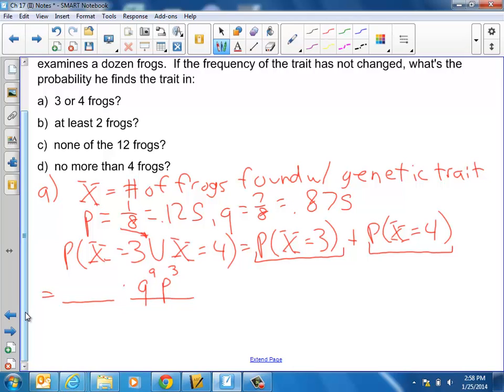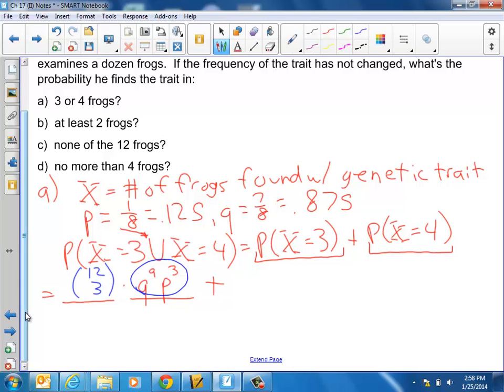But think back to the hats. There are lots of ways that you can have 3 frogs of the dozen have this genetic trait. I could have the first, second, and third frog have this genetic trait. I could have the first, second, and fourth. I could have the first, second, and fifth, etc., etc. Those are all unique combinations. So in the first blank, we have to multiply by the number of ways that this can happen. That is to say, of the 12 frogs, we're considering us to have chosen 3 of them with this trait. So those 2 things multiplied together is the probability that the number of frogs found with this genetic trait is equal to 3.